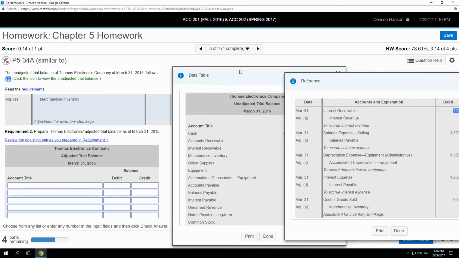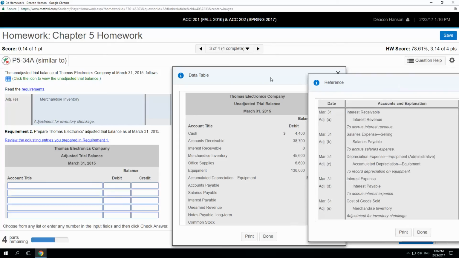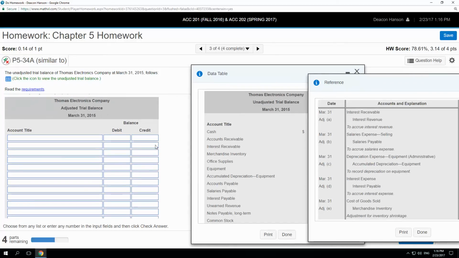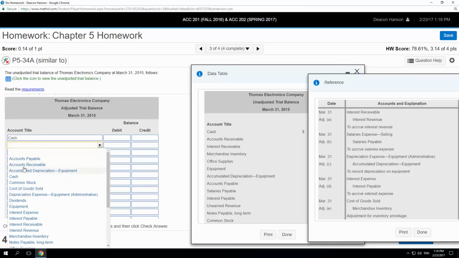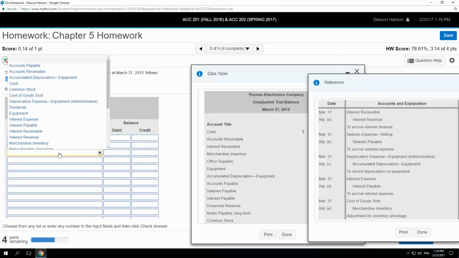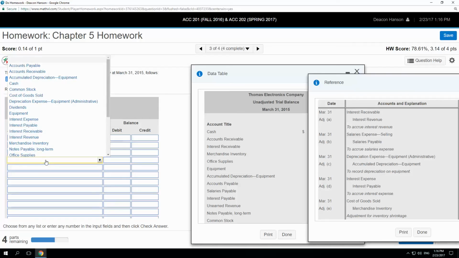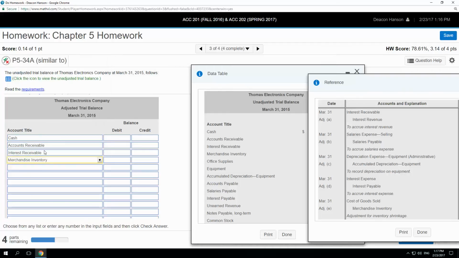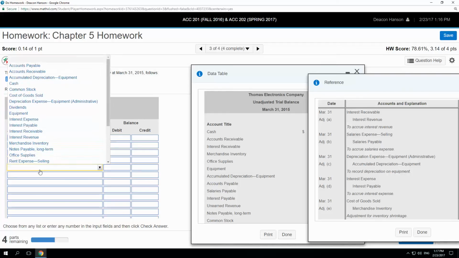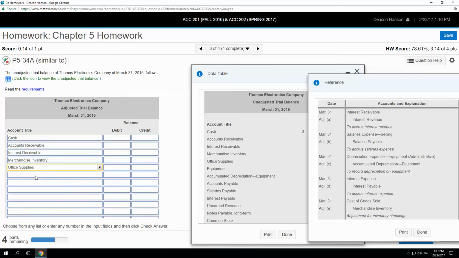So it doesn't give you a whole bunch of room to work with, but what might help is to list the accounts. So we might want to just list the accounts to start off with. So I'll go cash, I'll go accounts receivable, I'll go interest receivable. Make sure you pick the right ones because some of them have the same first word in their title, but the second word is different. Merchandise inventory. I got office supplies. I've got equipment.